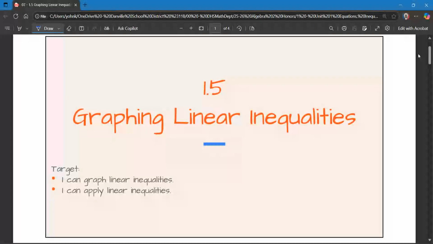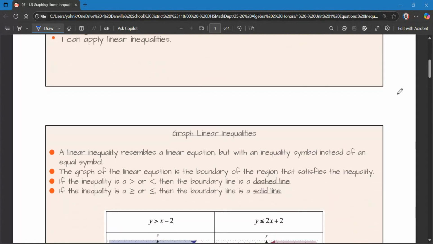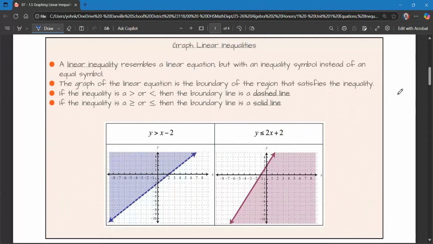Today we're going to learn how to graph linear inequalities and how to apply linear inequalities. So we've been mostly focusing on equalities until now, but today we're going to talk about linear inequalities. A linear inequality resembles a linear equation, but it has an inequality symbol in it. So we've got less than or equal to, greater than or equal to, greater than, and less than.